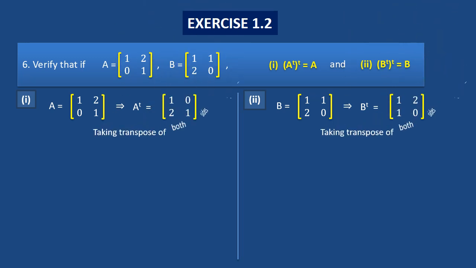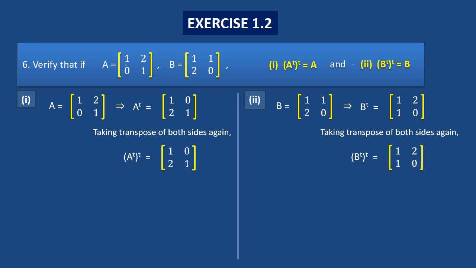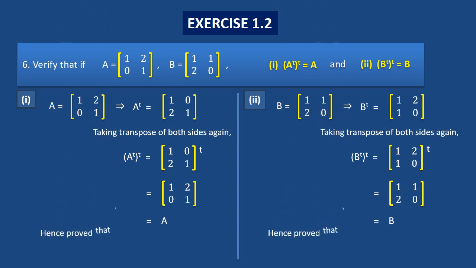Now, taking transpose of both sides again, we write it like this. Put a small t in the superscript and find the transpose. This is the transpose of A transpose, and we compare it with matrix A. They are same. On the other hand, transpose of B transpose is equal to B. Hence proved that the given statements are true.